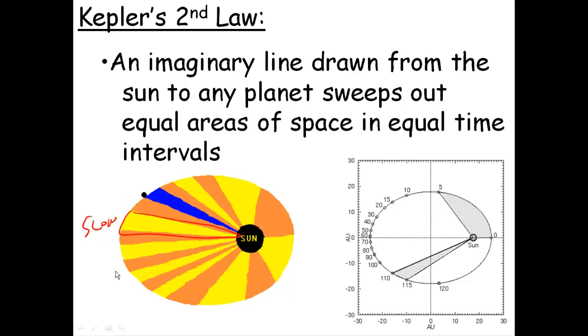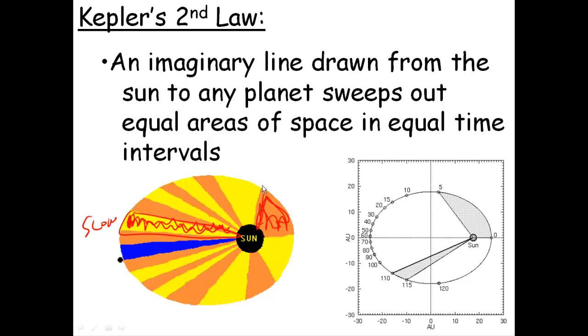His second law said, remember, we're going slower over here, said if you draw an imaginary line from the sun to the planet, it sweeps out an equal area, so there's this area here, in equal time intervals. So it takes the same amount of time to make that area as it does this. These areas happen to be equal, and the time to do it is the same.